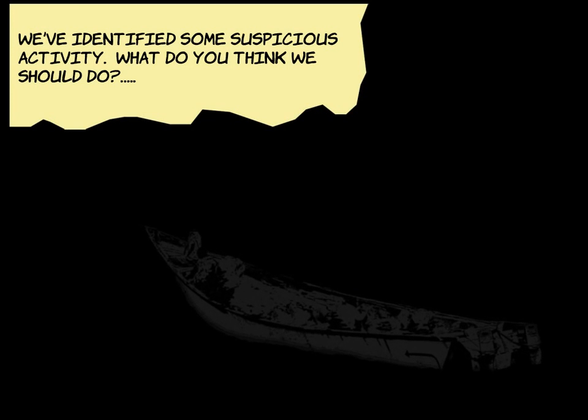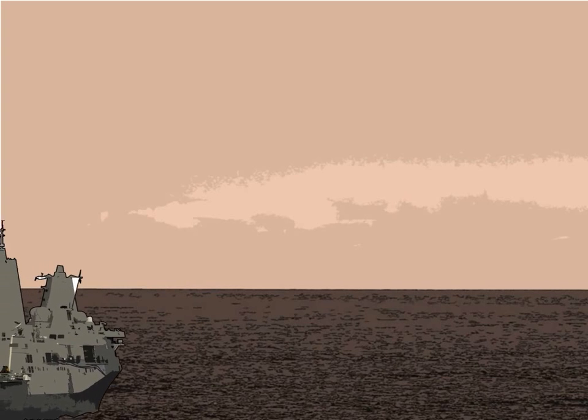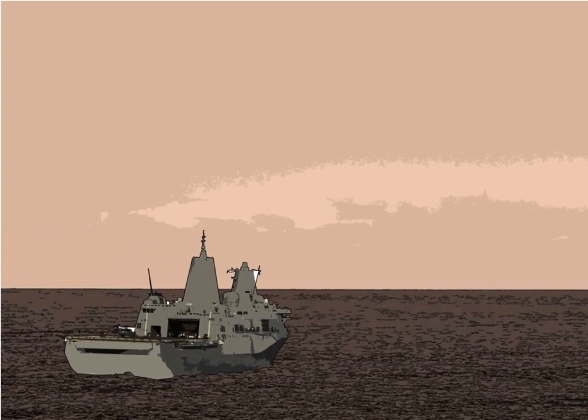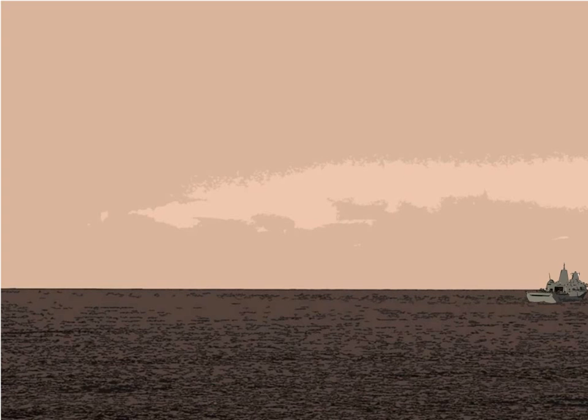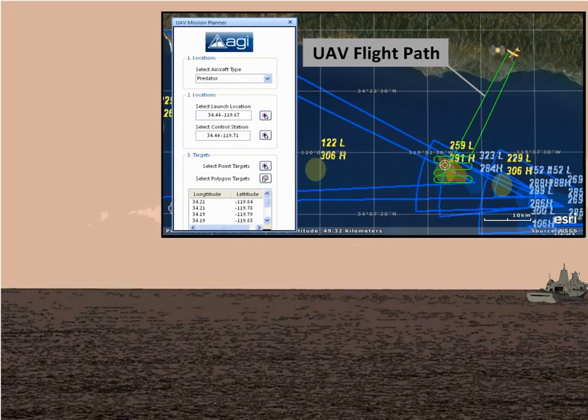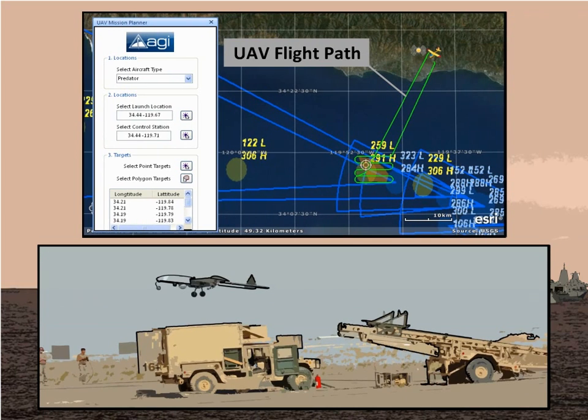So, we've identified some suspicious activity. What do you think we should do? Well, using the reach of coalition forces, we've got several options. Ships, planes, helicopters. But maybe the least costly response could be to use one of our unmanned aircraft vehicle toys. From my GIS dashboard, I can find the location of the nearest launch pad and issue the order to send one of these UAVs to take a picture of the vessel.